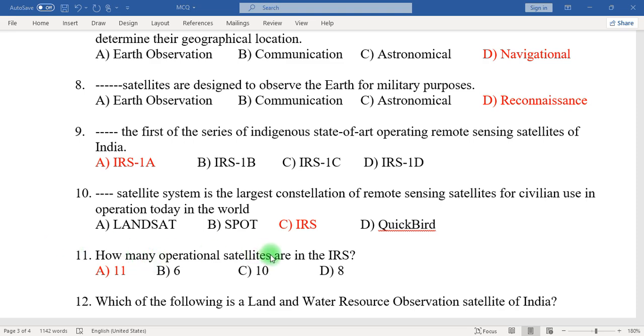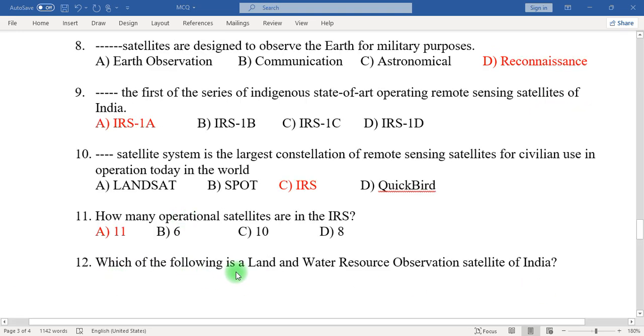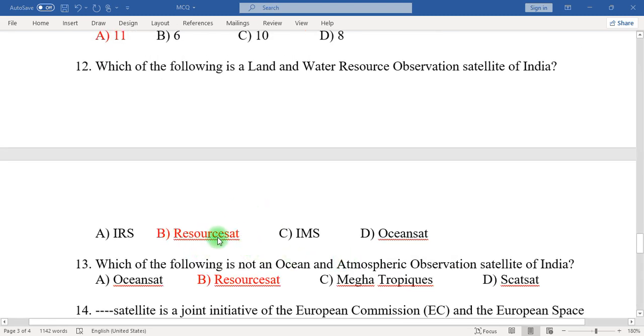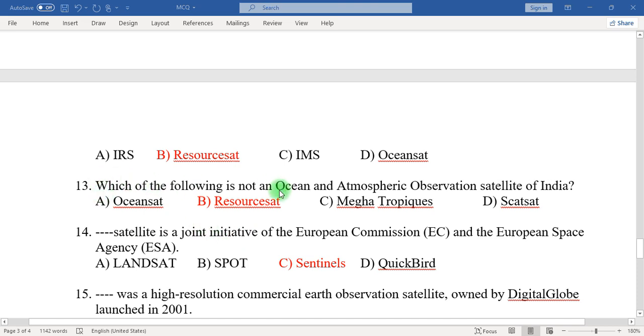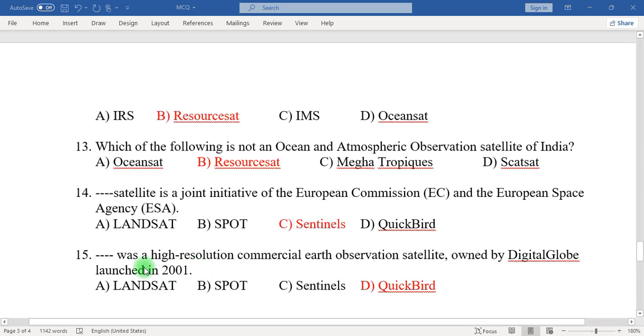How many operational satellites are in the IRS system? Correct answer, 11. Which of the following is a land and water resource observation satellite of India? Correct answer, ResourceSat. Which of the following is not an ocean and atmospheric observation satellite of India? Correct answer, ResourceSat. Dash-dash satellite is a joint initiative of the European Commission and the European Space Agency. Correct answer, Sentinels. Dash-dash was a high resolution commercial Earth observation satellite owned by DigitalGlobe, launched in 2001. Correct answer, QuickBird.